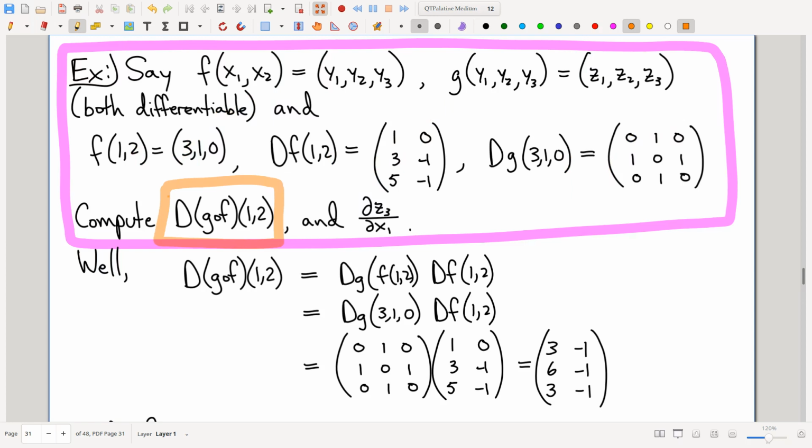And then in a minute we'll come to the second part of the question. For the moment, let's not pay attention. There's a particular partial derivative we want to compute. We'll come back to that.